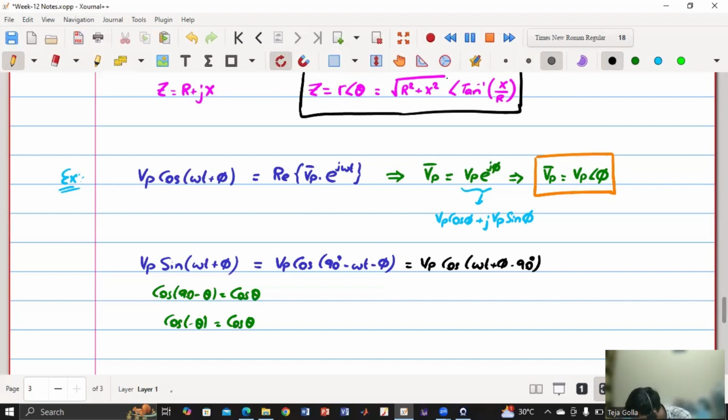So now this is nothing but real part of Vp phasor into e to the power j omega t. So now here, what is Vp phasor here?